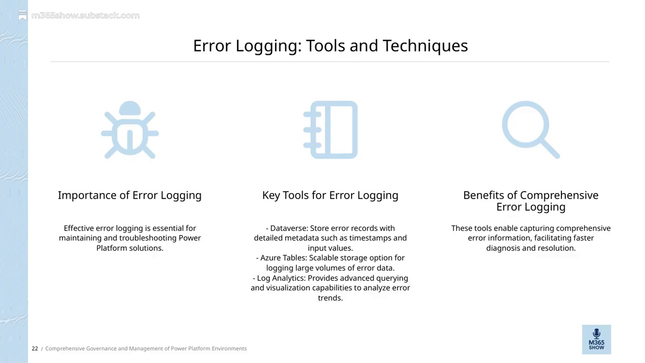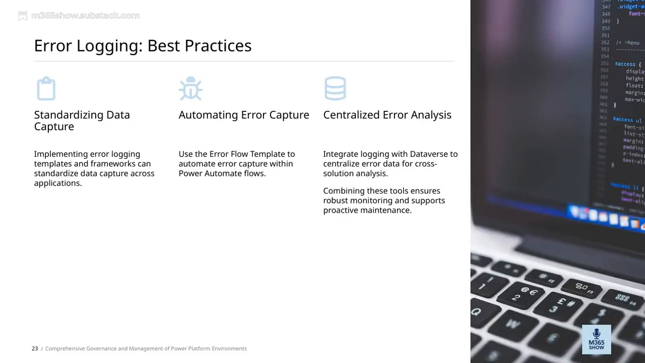In essence, effective error logging is vital for maintaining reliable Power Platform solutions. It helps us troubleshoot faster, improve stability, and ultimately deliver better experiences for users. So, these tools form a key part of our overall governance and management strategy, ensuring that we can keep our environments healthy and responsive. Let's talk about error logging best practices.